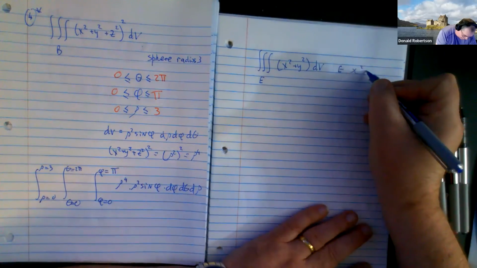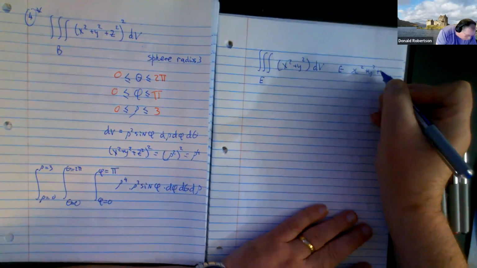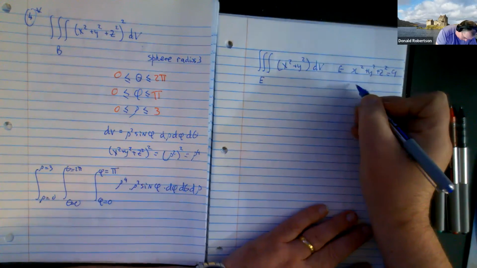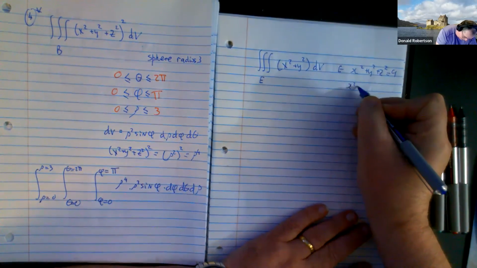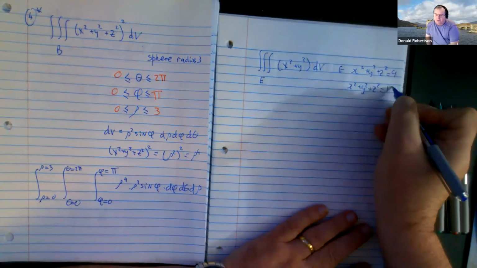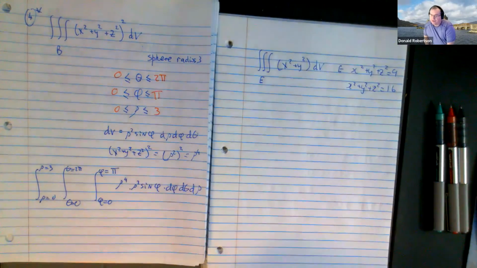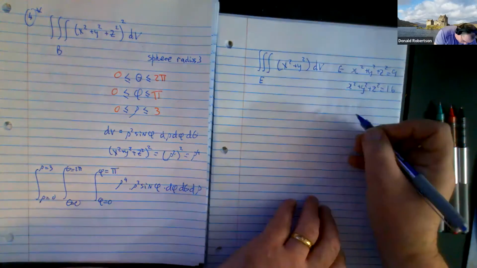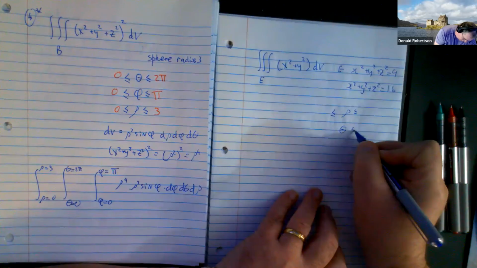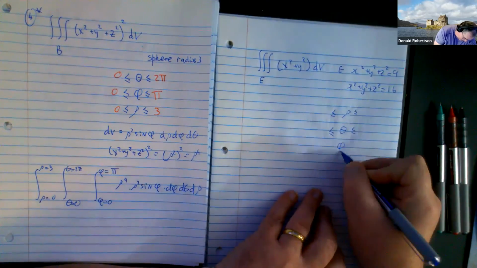So can you imagine someone made a hollow ball bearing where the inside radius was 3 and the outside radius was 4? Would you agree that's what that would be? Inside one, outside the other. So I need a rho, I need a theta, and I need a phi.